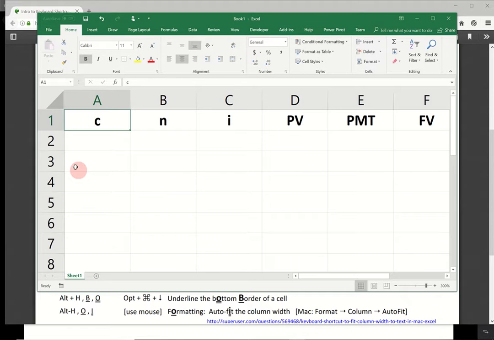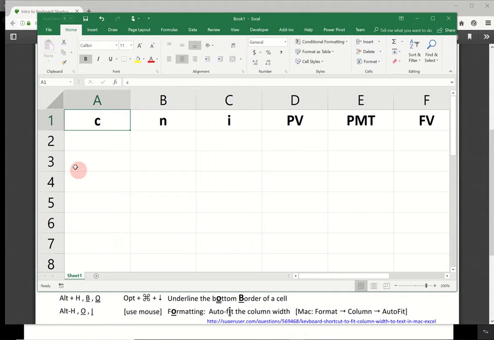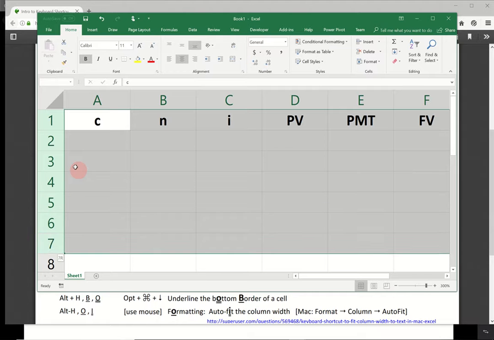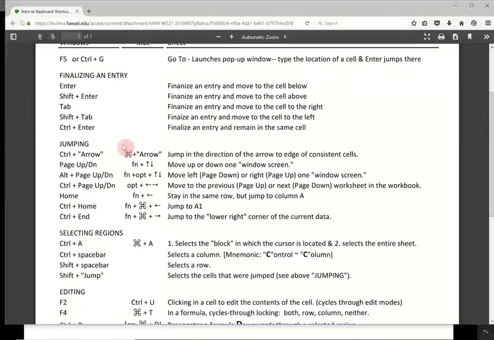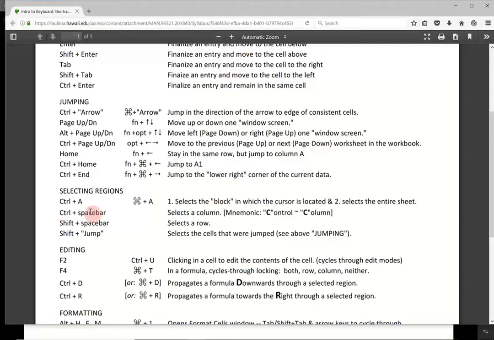So once again, Control for column, spacebar, and then you can press and hold the arrow key, and then select columns with Control spacebar, and then Shift spacebar would allow you to select rows. And so again, if you press and hold the Shift key and the down arrow, that's how you can select a region. So again, on the Intro to Keyboard Shortcuts, that will be under the selecting regions, Control spacebar to select the column, and Shift spacebar to select the row.